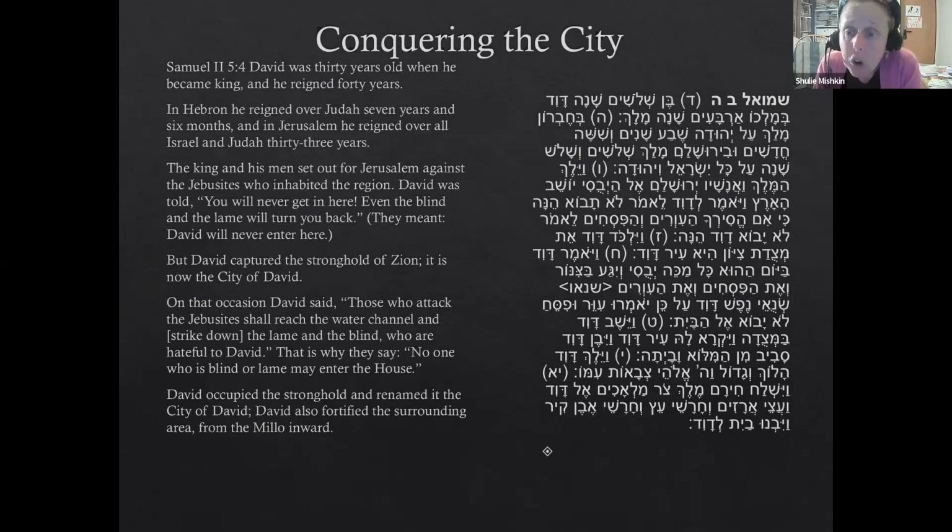However, vayikhod David et Mitzudat Zion, hi ir David. David captured the stronghold of Zion. It is now the city of David. How does he do this? We'll give a possible answer later, connected to what happens next. David said, those who attack the Jebusites shall reach the water channel, the tzinor. What does that mean? The water channel. We'll try to give an answer, but he occupies the Mitzudah, the stronghold. He renames it the city of David, and he fortifies the surrounding area, and he builds himself a palace.